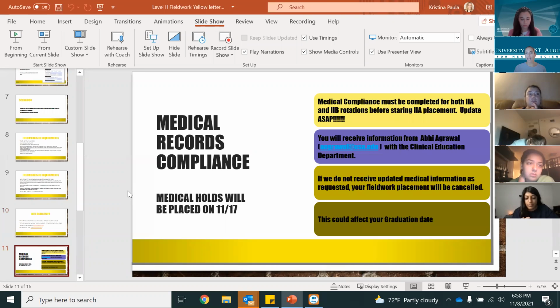Okay, medical compliance. Ms. Abhi Agrawal will send out an email. If you haven't received an email, then you're good for 2A. If you receive an email saying that you're behind in your medical records, you will go on medical hold on November 17th. That means you can't register for your Fieldwork 2A course.